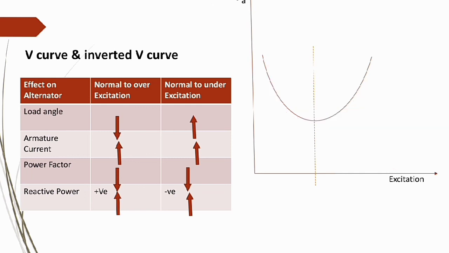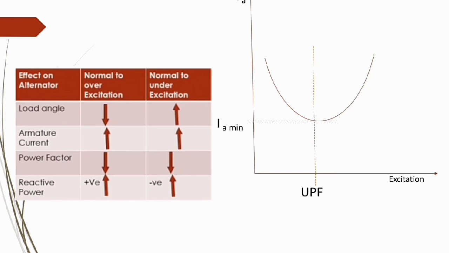Now let us see how we make the V curve. In this video you have seen the load angle. Initially we know Ia minimum is the minimum armature current. We get the minimum armature current in two conditions. First, it is a unity power factor condition. Second, it is a normal excitation. In the case of normal excitation you will get the minimum value of armature current.